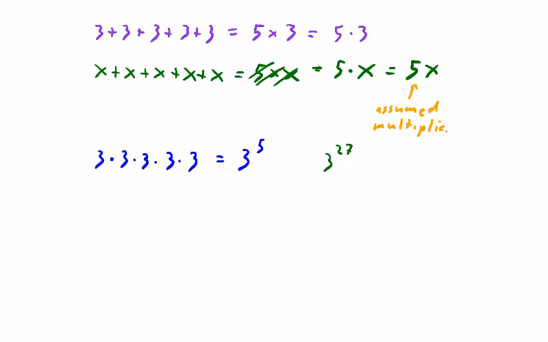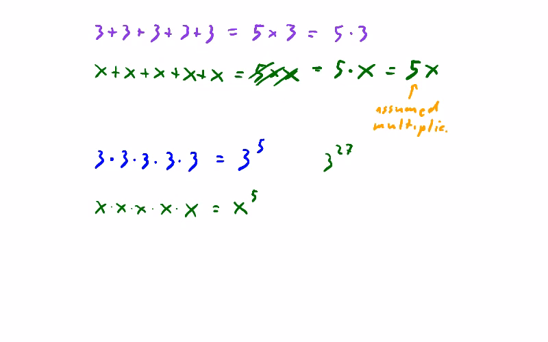We could do the same thing with X. We could have X times X times X times X times X, and we could write that more compactly as X to the 5th power. That's simply telling me to multiply X repeatedly 5 times by itself. So there's a big difference now between the following.